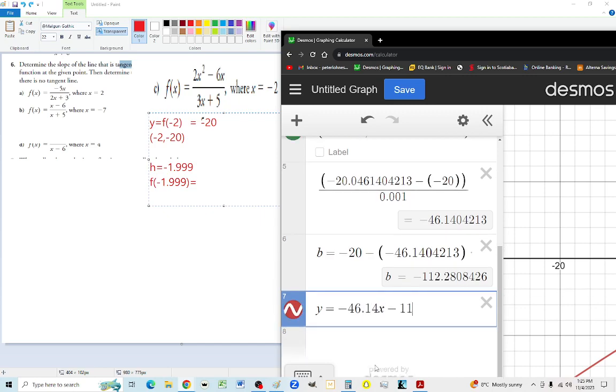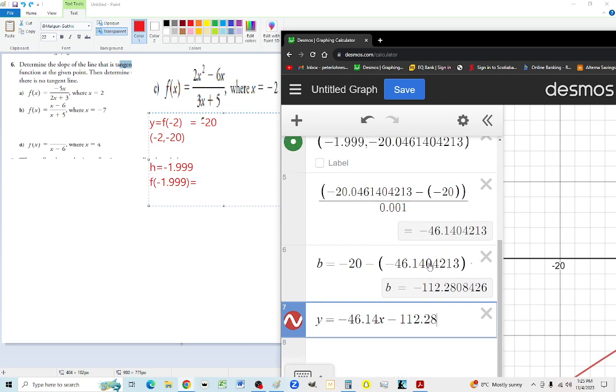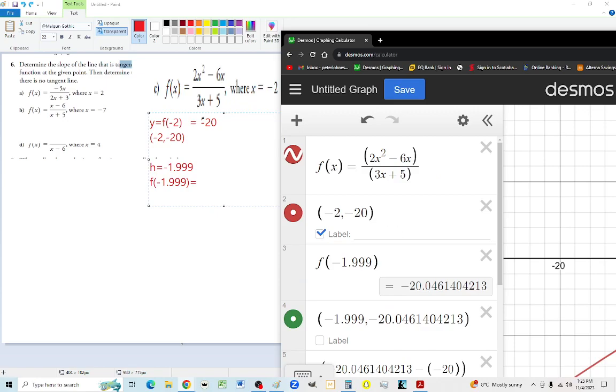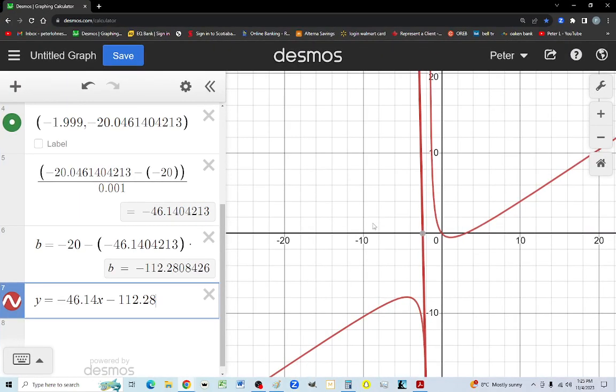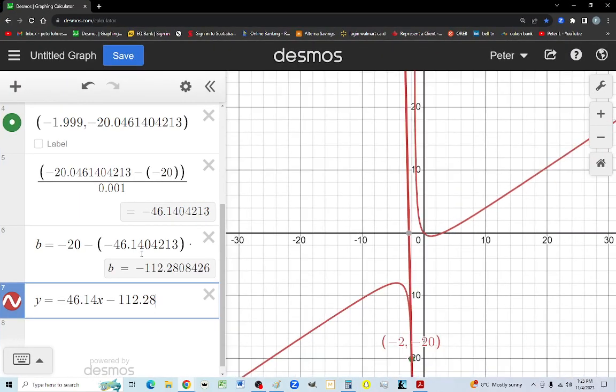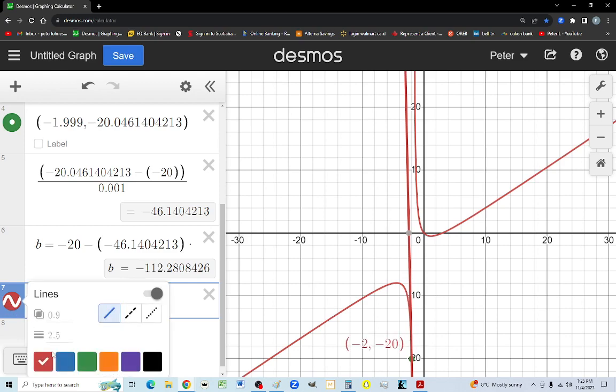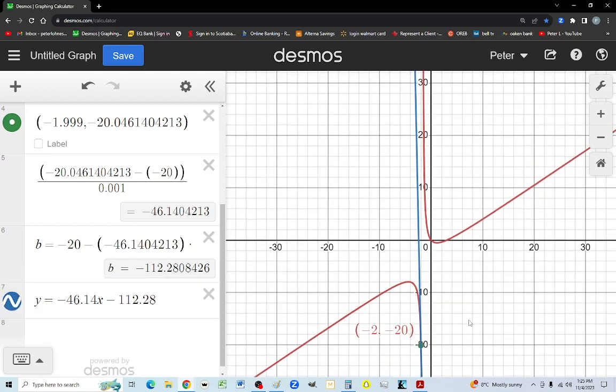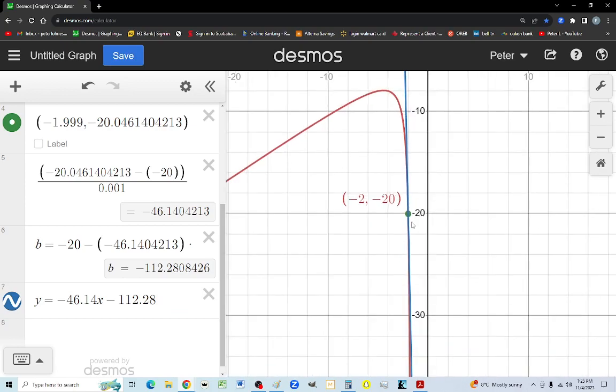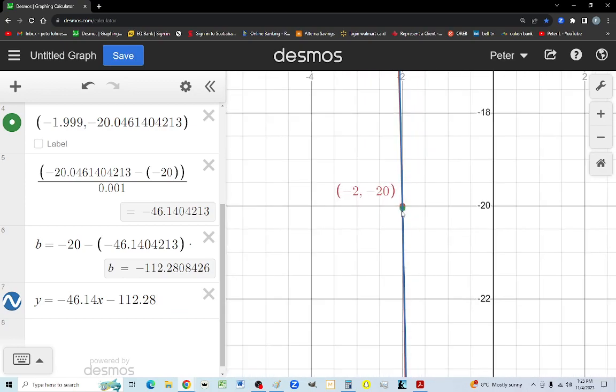And we have b. Let's go see if we got the right point. And we got to pull this up like that. Yep, there's the... let's make the tangent line a different color. And there we go. This blue line represents the tangent line for that red line.